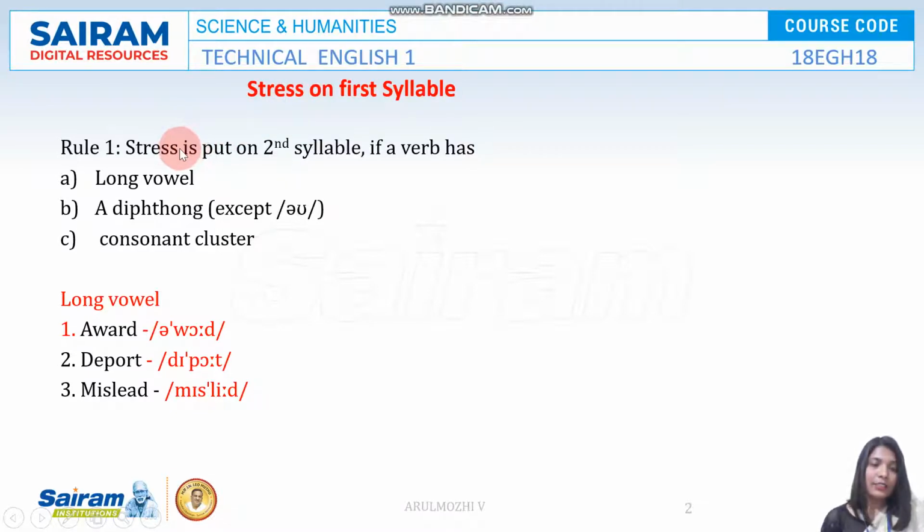Okay, how is this stress marked? If you see in a dictionary, the stress is marked as a small dash in the words. Stress may occur in the beginning or in the middle of the word, not at the end of the word.